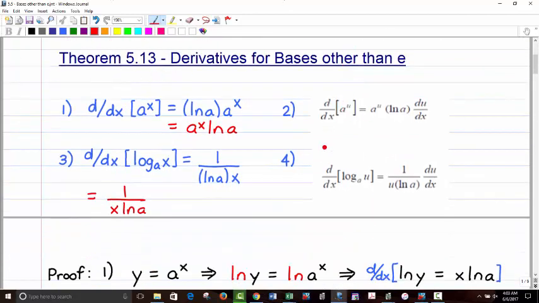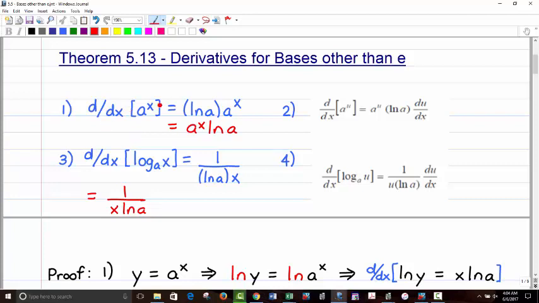Now here are the formulas. These two formulas on the right are on your formula sheet, because technically if you have the formula for a to the u, then you also have it for the same thing as a to the x. And I'll show you what I mean here in a second. That's why we don't need these other formulas.